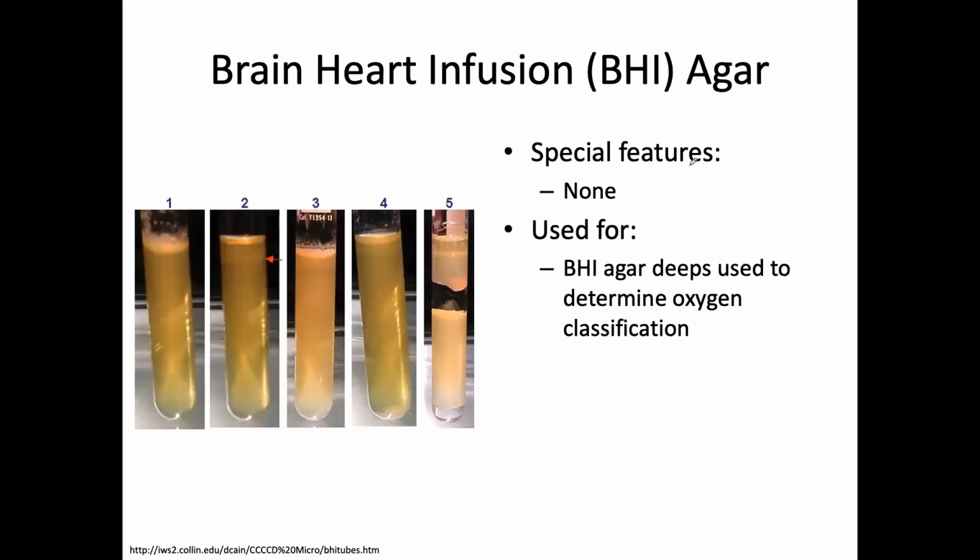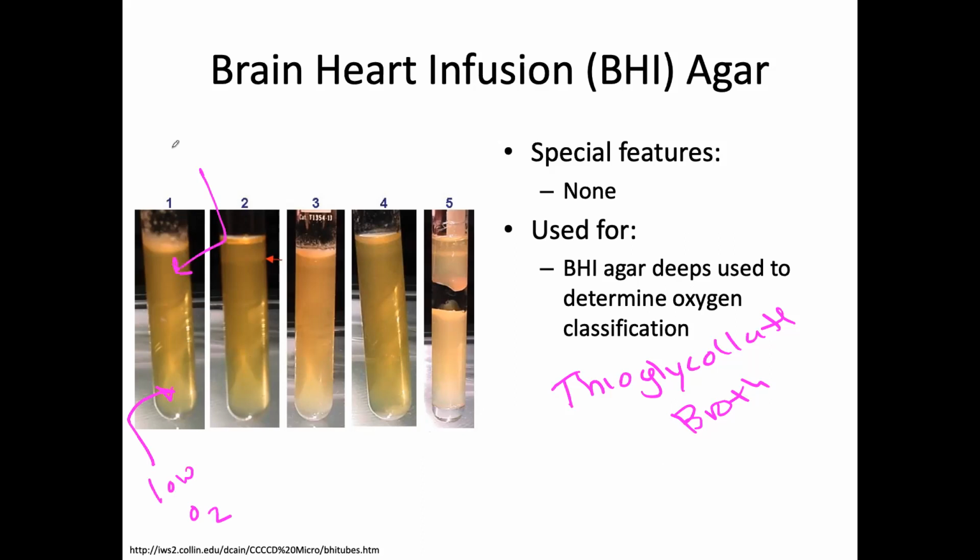Brain heart agar is used to determine oxygen classification. So it's similar to something called thioglycolate broth. You can see here that different types of oxygen requirements mean different growth patterns. They grow at different levels. The deeper you are in the broth, the less oxygen. So low oxygen here and high oxygen here.